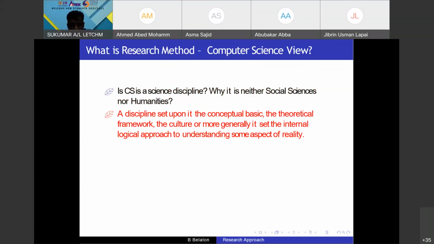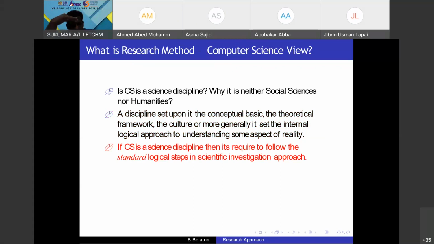A discipline is set upon its conceptual basis, the theoretical framework, the culture, or more generally, a set of internal logical approaches to understanding some aspect of reality. Most of the time, whatever you do is basically fundamental research, and you try to improvise. I think 80% to 90% always improvise. Improve the accuracy, improve the performance, for betterment and things like that.